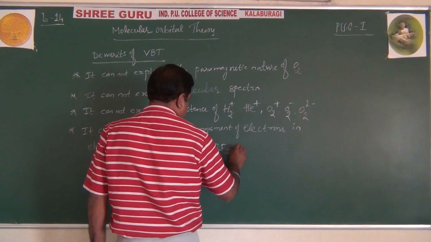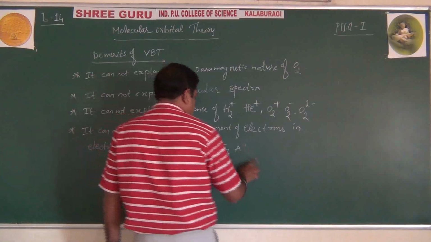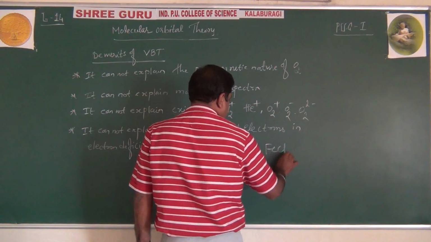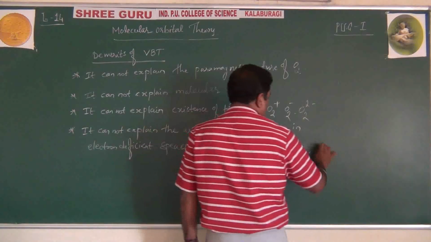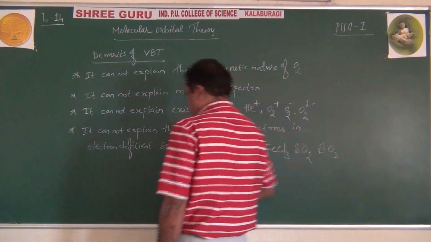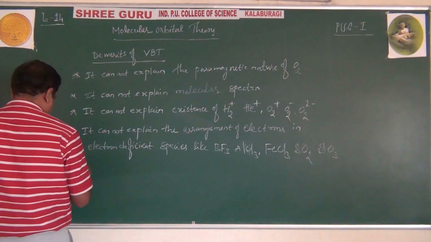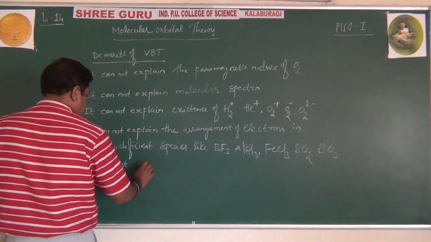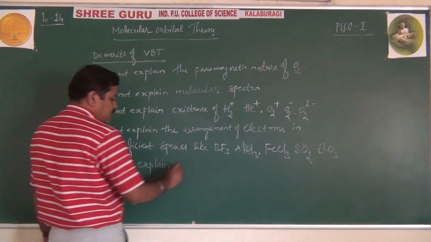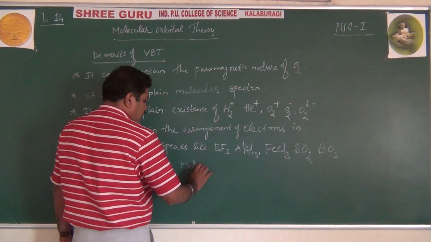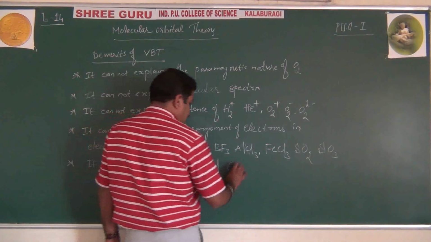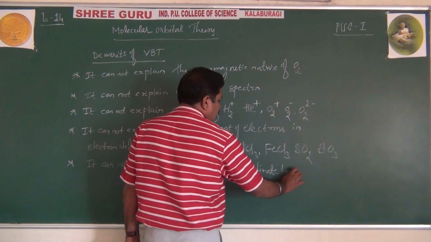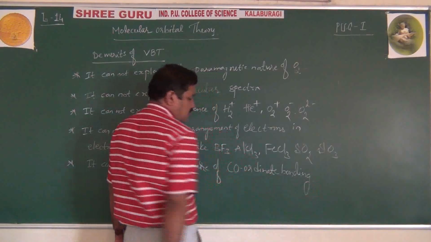BF3, AlCl3, which are generally called Lewis acids. Then it cannot explain the nature of coordinate bonding. So these are the limitations of VBT.